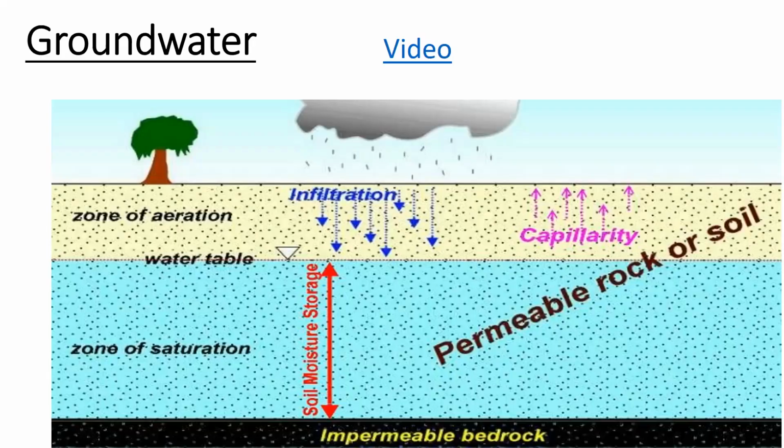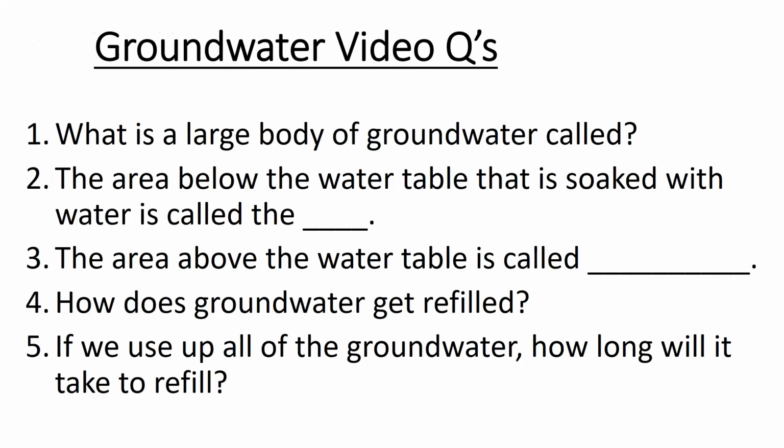Here is groundwater. You can see that there are two ways. Infiltration is when it goes in. If there's a really high level of infiltration and the water table gets really high, you can actually have capillary action, which will put the water back up to the top. The water table, again, like on the last, is how high the water is. Anything below the water table is the zone of saturation. Anything above the water table is the zone of aeration. Please go through and watch this video, and then you'll be able to answer the questions on the next slide.